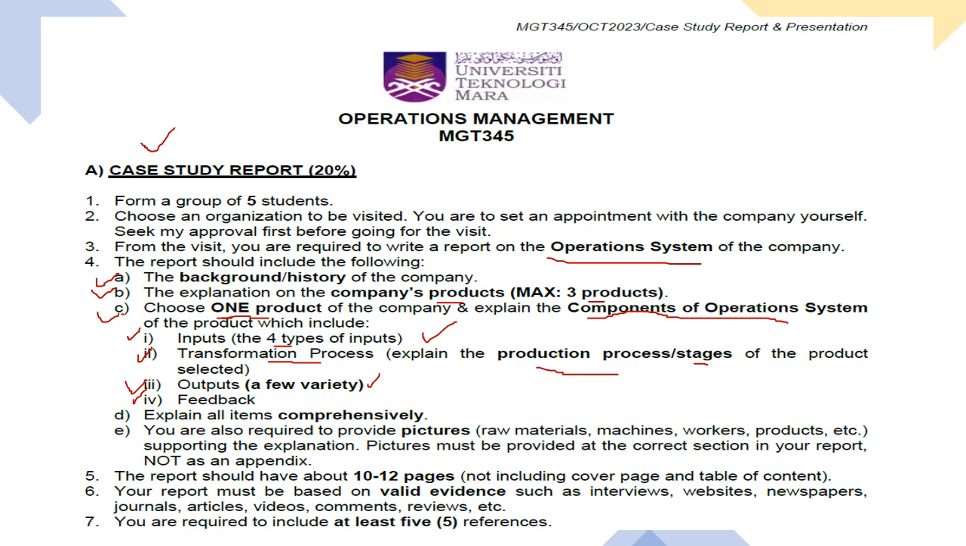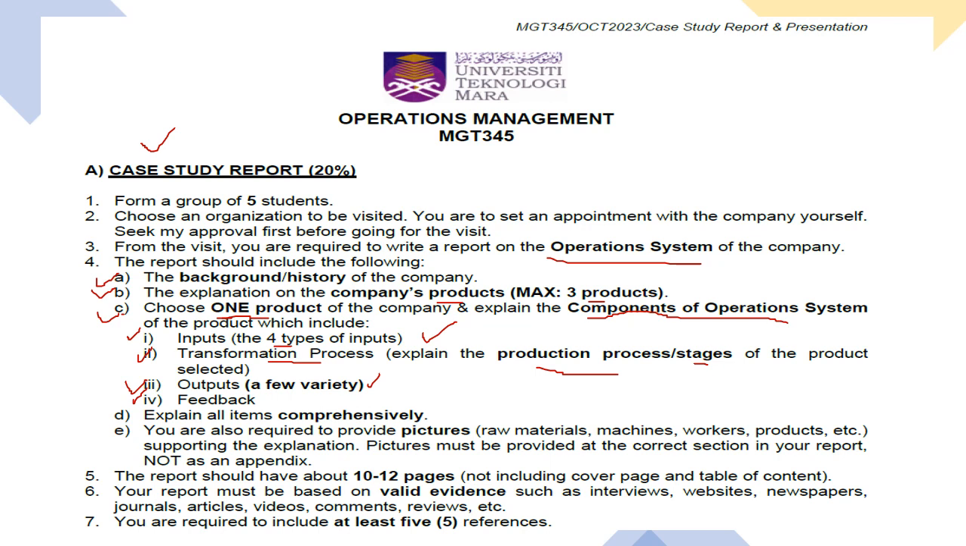So what to explain for the outputs? Maybe you can explain in terms of colors, in terms of sizes, in terms of price, and who are the target customers and all. Okay, so use your creativity to explain the output. And the best is to put also pictures for each variety of output.